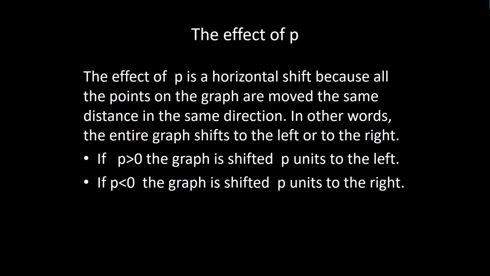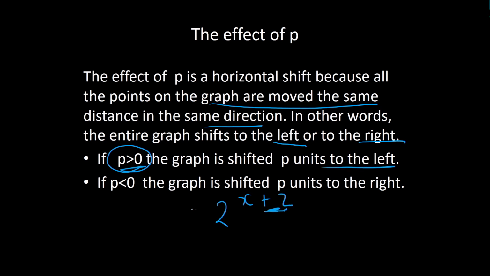So what happens? Well, basically, all the points on the graph will move the same distance in the same direction. So the graph shifts either to the left or the right, depending on what the value is. If the value of p is positive, and this is very important, say we've got 2 to the power x plus 2. This value of p is positive. The graph does the opposite to what you think it's going to do. It's not going to move to the right. The graph will move 2 units to the left.